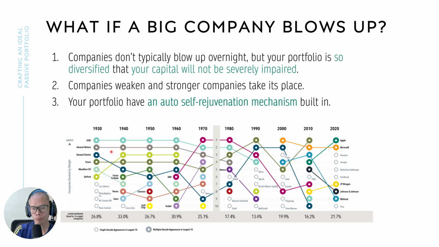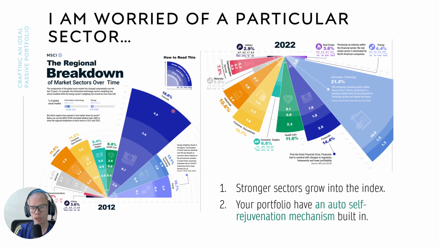So you can see that while some of these companies become smaller, like these four that are not around anymore, they probably consolidated. Over time, some other new companies come about, okay? And this is the nature of this portfolio. What I say is that your portfolio has an auto self-rejuvenation mechanism. It has this way of survival of the fittest, okay?